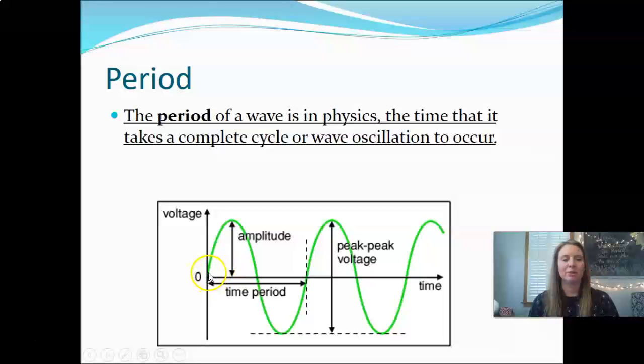And our period is starting at the rest point, going up into one crest, going down to one trough, and then back to the rest point. That's our time period, our period of time. How long does it take to get from one crest through one trough back to the beginning point? So once again, wavelength is crest to crest, amplitude is rest point up to crest, and our period is from rest point to crest to trough, back to rest point.